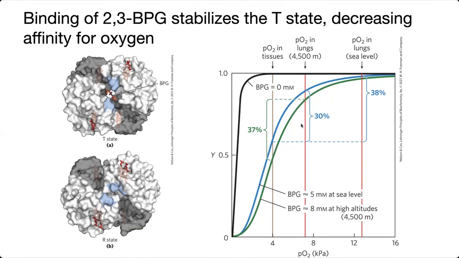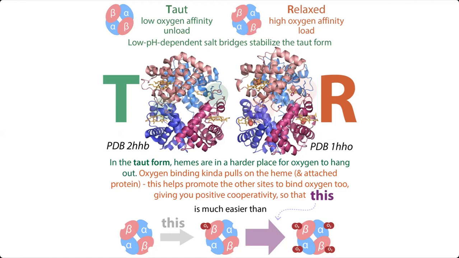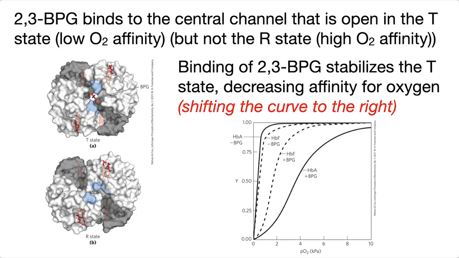And a shift to the right of our curve means a lower affinity. So we have a lower affinity for the oxygen in the presence of the 2,3-BPG because that BPG is binding in that central channel and stabilizing that T state. And remember, if you're stabilizing the T state, you're stabilizing the form that has released the oxygen rather than the form that can bind the oxygen. So you can imagine that if 2,3-BPG is bound, it makes it harder for the oxygen to bind.